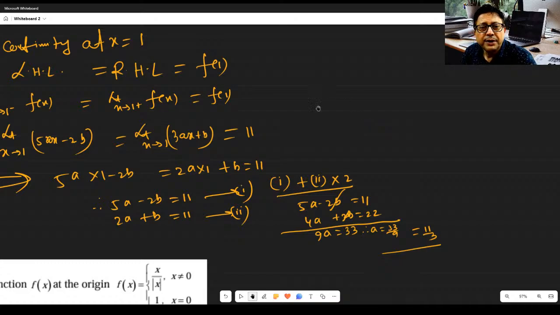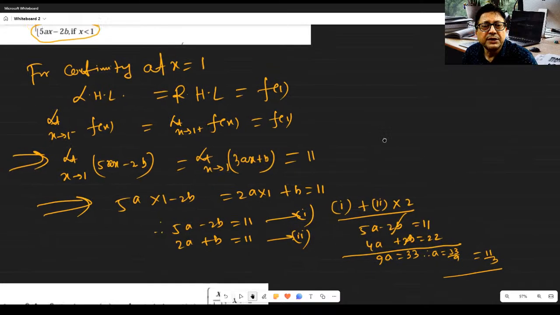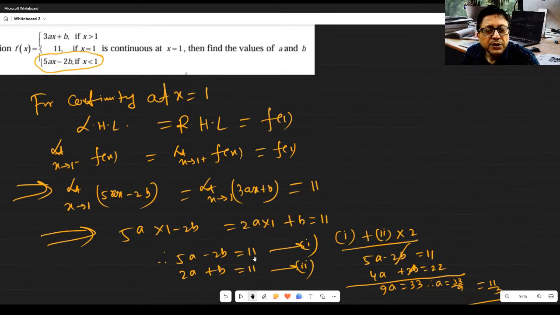So a I am getting 9a plus 3. Wait a minute, this part is 3a, okay, so this part is 3, right? So 3 means this will be 6. So this part going to be 11a. So a is coming to be equal to 3. Okay, correct. This value of a is not there. I mean a equal to 33 by 11. Okay.